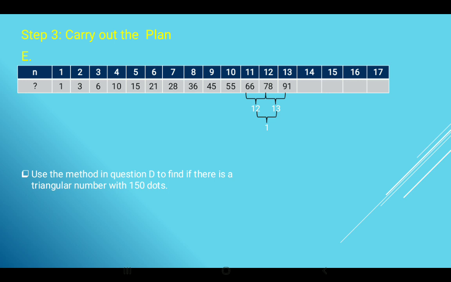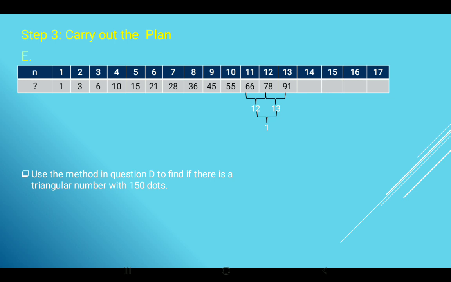Next, dahil mag-start na tayo sa 13th term na merong 91 dots, so kukunin muna natin yung difference ng number of dots sa pang 12th term at saka 13th term. So meron tayong yung difference nila is 13, tapos yung difference from 11th term to 12th term is 12.